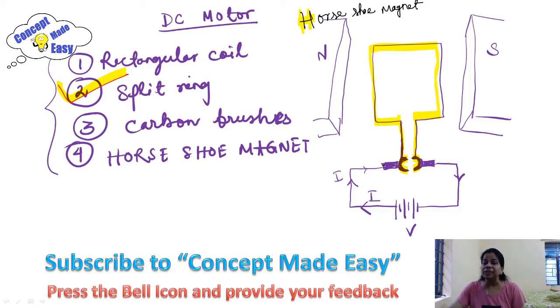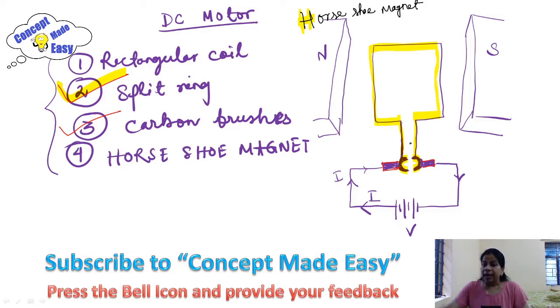Then these split rings are again connected to the carbon brushes. These are conducting devices. They can conduct electricity, so they are the conductors. These are the carbon brushes, connected to the split rings. And again, these carbon brushes are connected through this conducting wire with the DC source. This is the DC source.